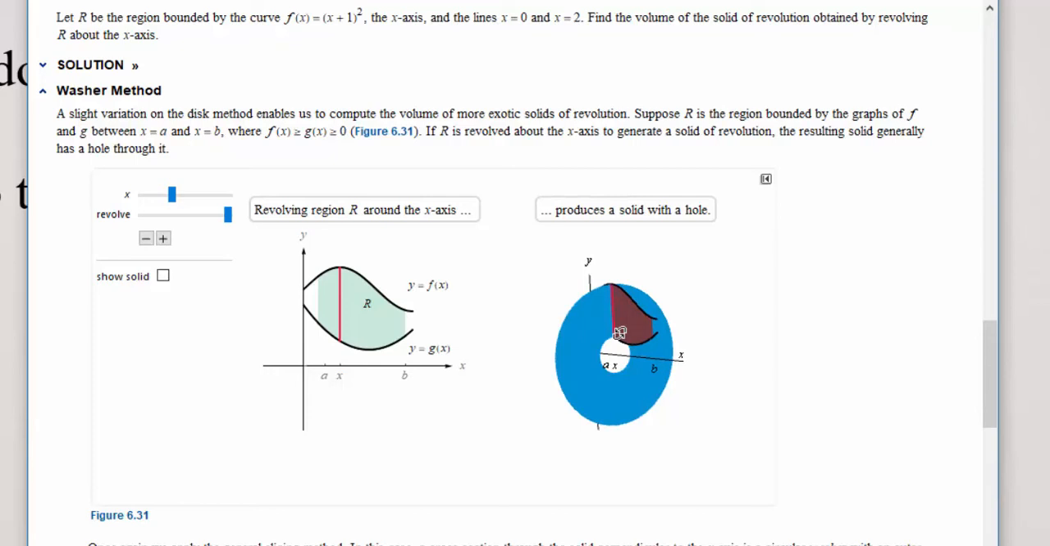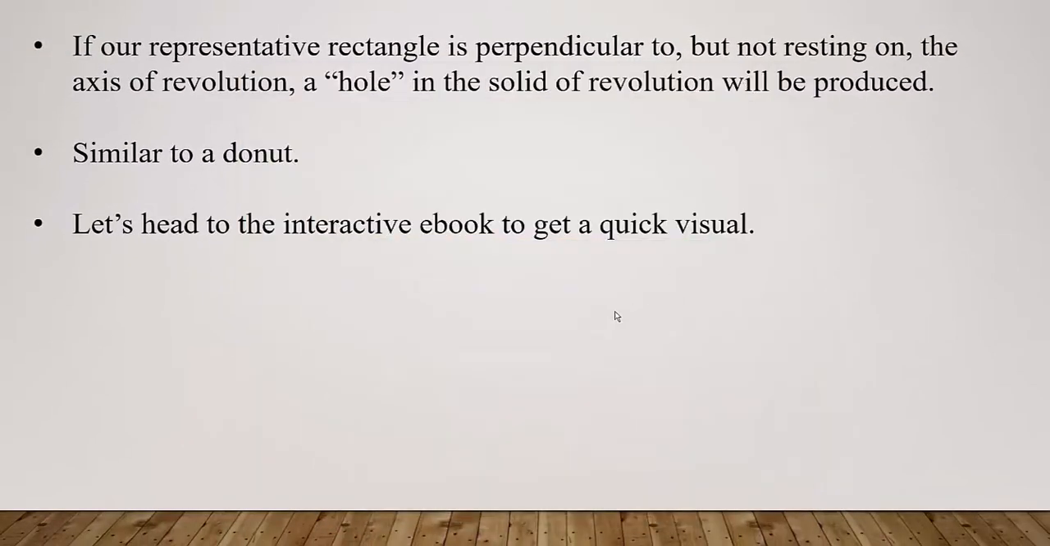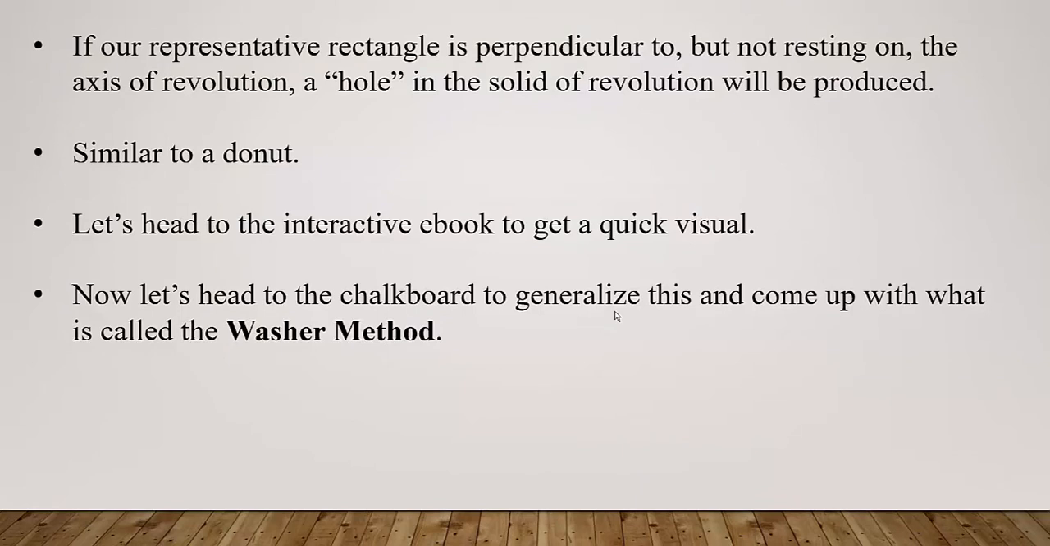This gives rise to the washer method. So I just wanted you to see a quick visual of that. Let's head off to the chalkboard now to generalize what we've just seen and come up with a new method, which is called the washer method. Now keep in mind, the washer method is nothing more than the disk method. It's just that the representative rectangle is perpendicular to the axis of revolution, but it's not touching the axis of revolution. So maybe there's going to be some subtraction involved here. But let's head off to the chalkboard to generalize this and officially write down the washer method.